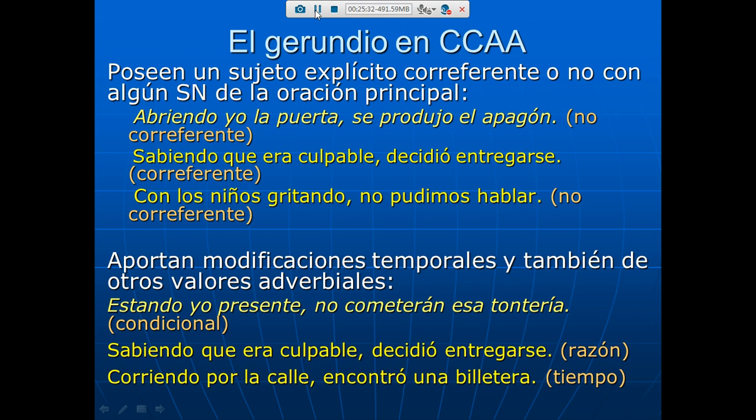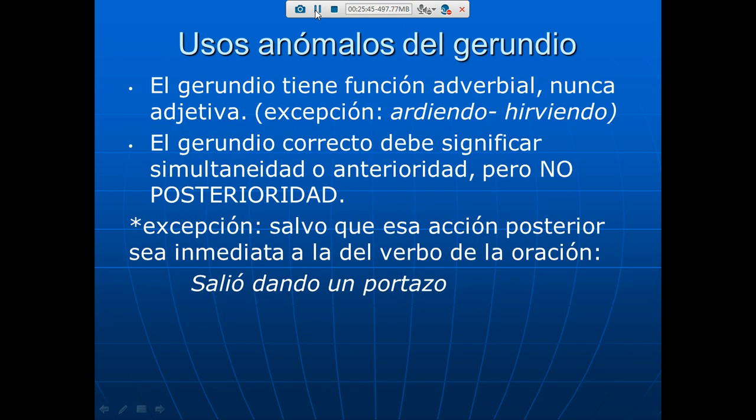Sabiendo que era culpable, bueno, yo lo analicé recién, y corriendo por la calle encontró una billetera. Mientras corría por la calle, encontró una billetera. Son el tipo de relación adverbial más típica. Bien, hay que tener cuidado porque estos son los usos correctos del gerundio, pero muchas veces hay usos anómalos o incorrectos del gerundio. Muchos de ellos son por influencia precisamente del inglés.